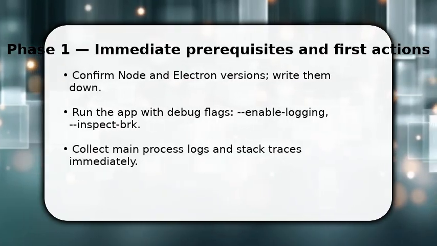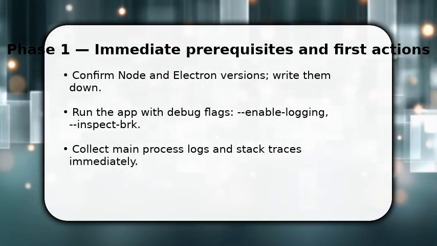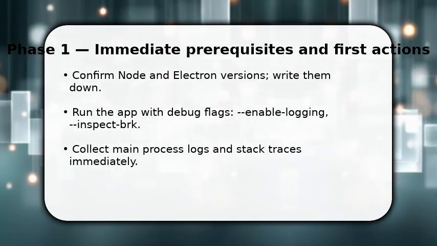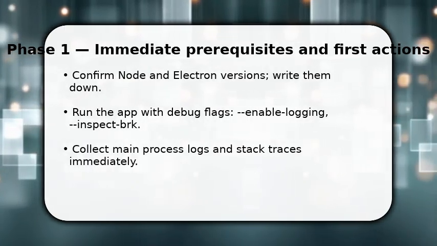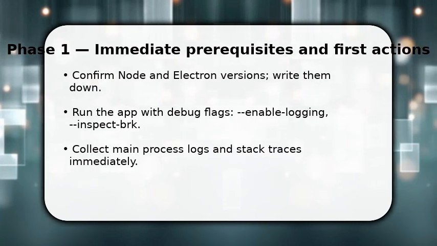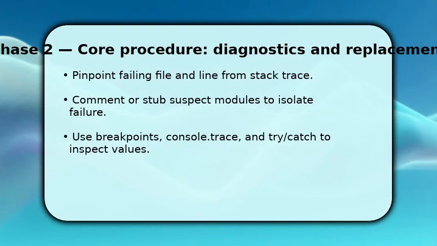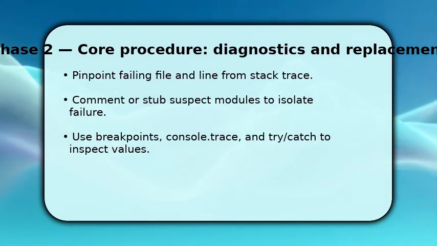Then reproduce the error while capturing stack traces and stdout output, so you have concrete lines to analyze. This step narrows the cause rapidly and prepares you for targeted fixes rather than guesswork. Once you have logs, locate the exact file and line number. That stack trace tells you where to start.